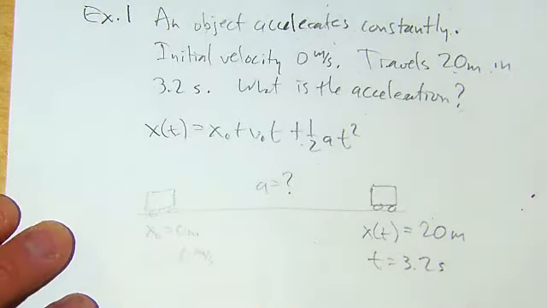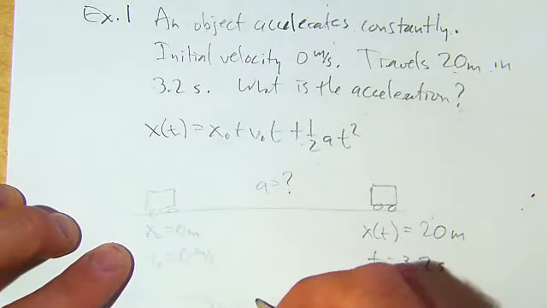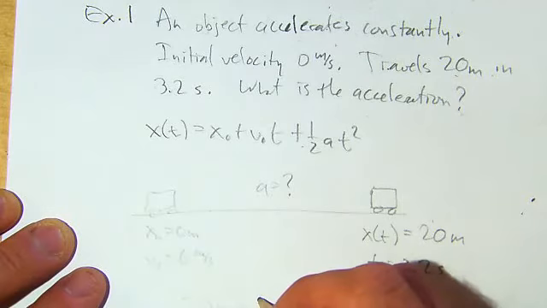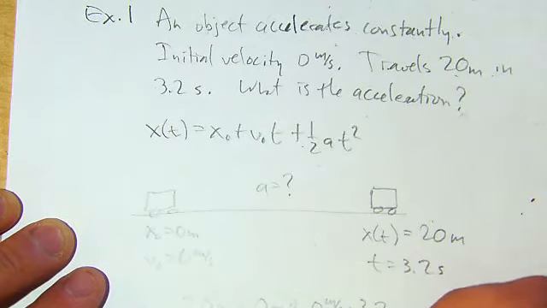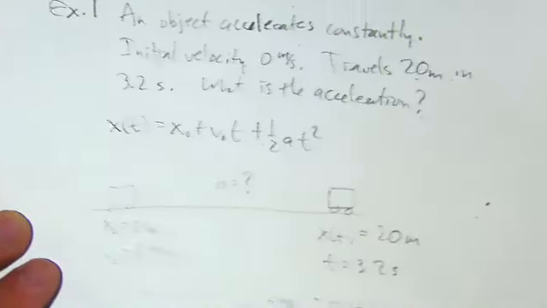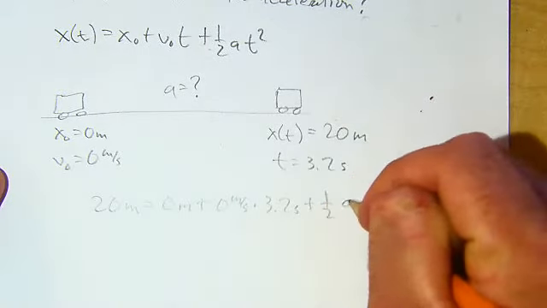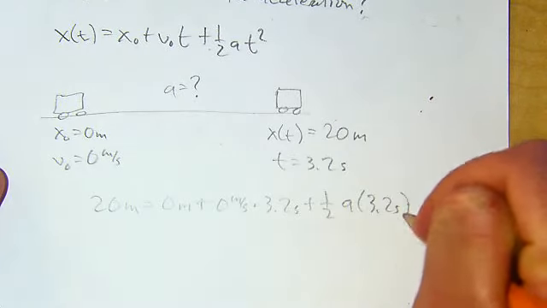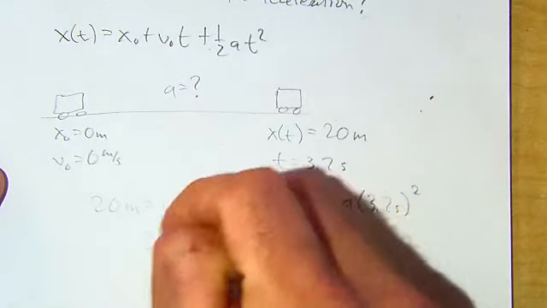All right, if we plug into that formula, these two are going to be gone, right? This is 0, this is 0. The only thing we're really worried about is this ending part. 1/2 times a times the t, which is 3.2 seconds, squared. So you're really just solving this out for a. These are gone.